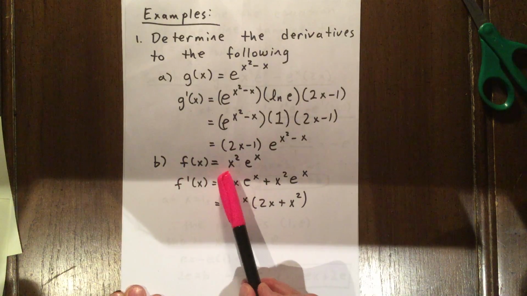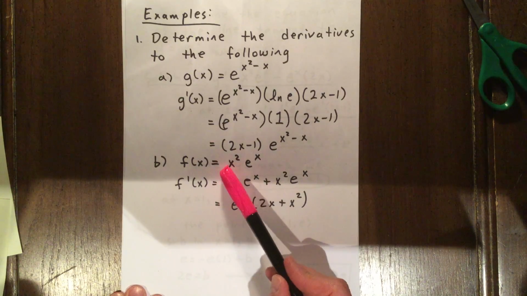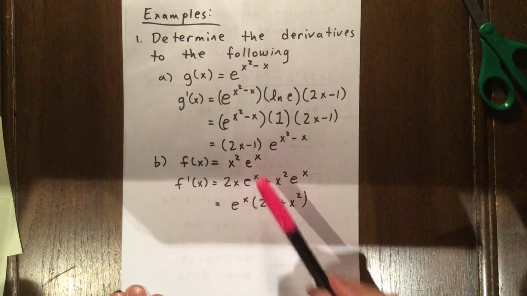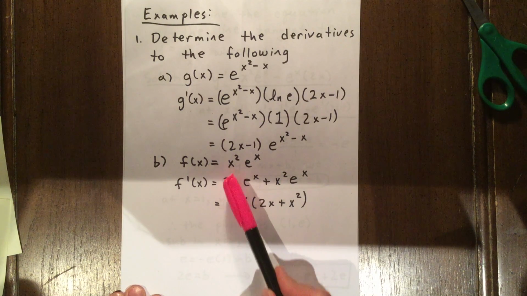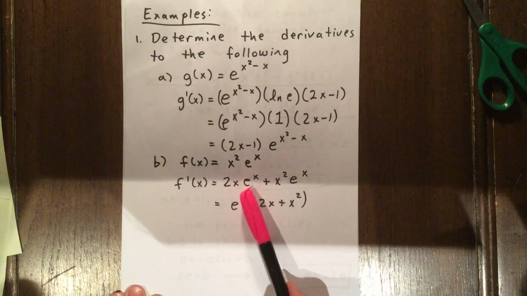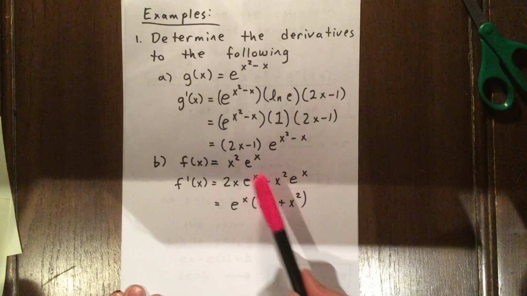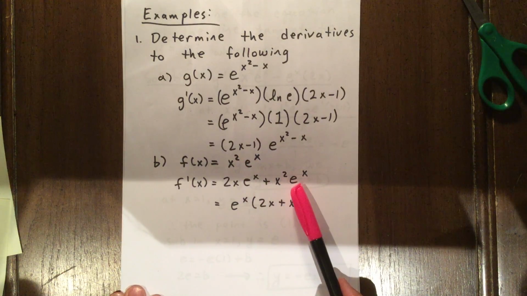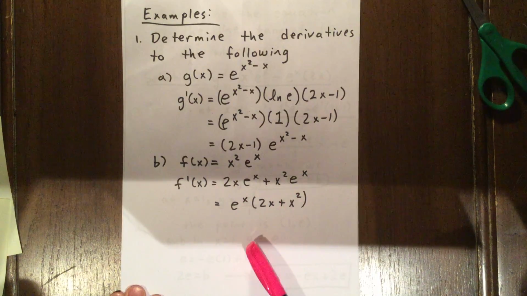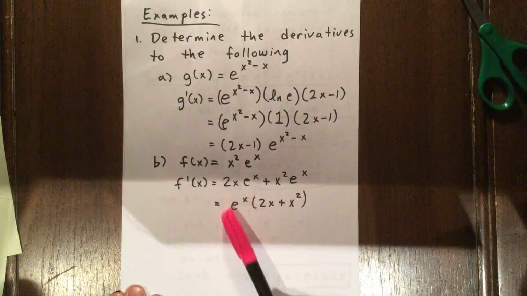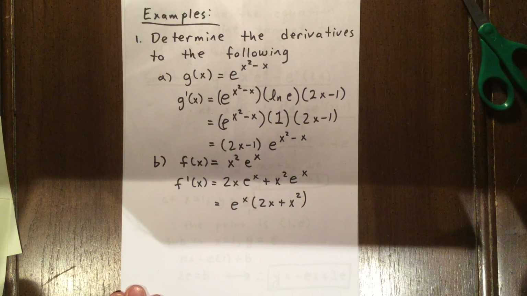What if we have f of x equals x squared e to the x? Well, this is an example of a product rule. We have x squared and we have e to the x. So to find the derivative, we do the derivative of the first function, which is 2x, times the second, e to the x, plus the first, which is x squared, times the derivative of the second. The derivative of e to the x is e to the x. So we have 2x e to the x plus x squared e to the x. We can factor out e to the x, and inside the bracket we'll have 2x plus x squared.